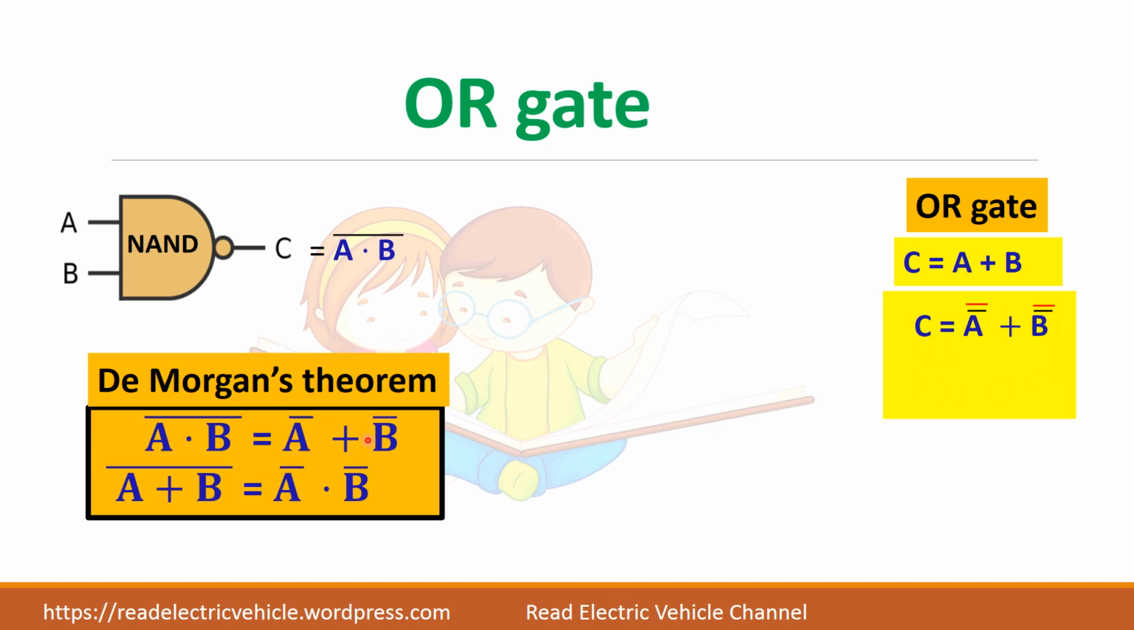Now take De Morgan's theorem. What is this? This is of the form A bar plus B bar. Instead of A we are having A bar and instead of B, B bar is here. So this can be written as A dot B the whole bar. Here instead of A we are having A bar and instead of B, B bar is there. So you will write A bar dot B bar the whole bar.